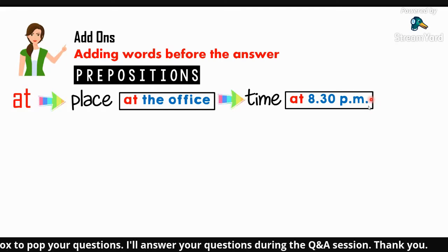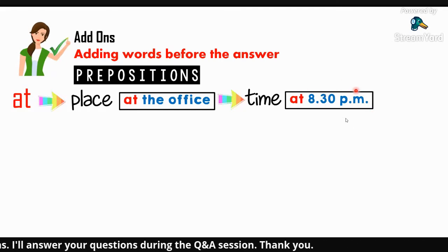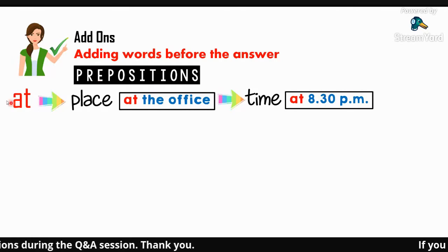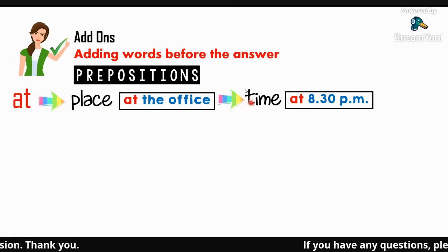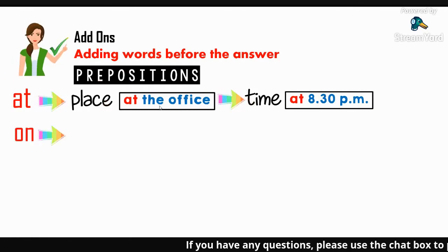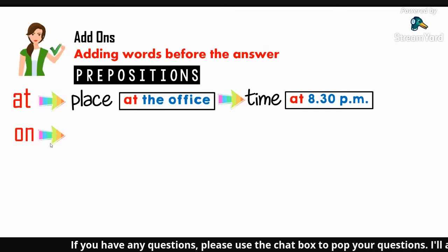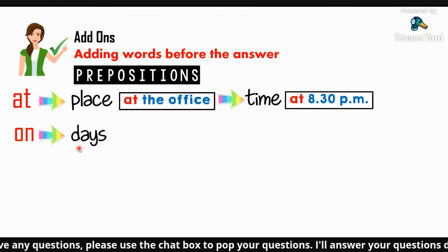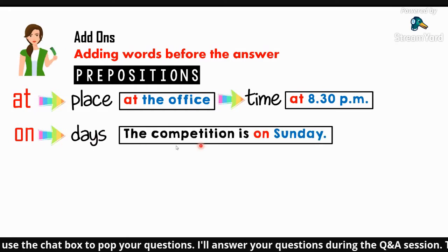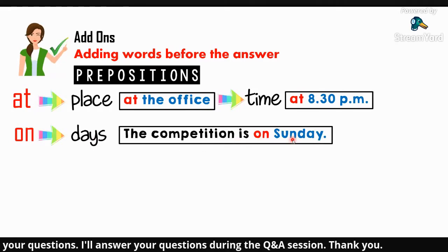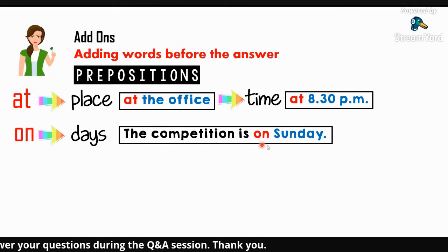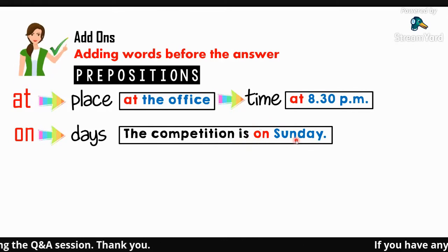Okay, remember this very carefully. We use "at" when it comes to place and time. The next one is "on", which you'll be using for days. For example, the competition is on Sunday. So you have to add "on" for the day.